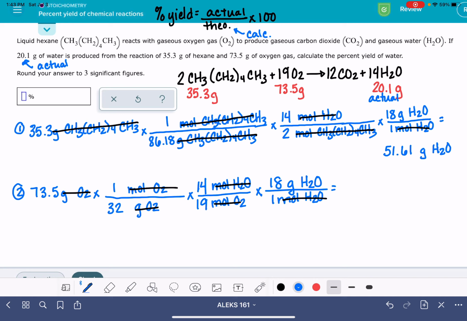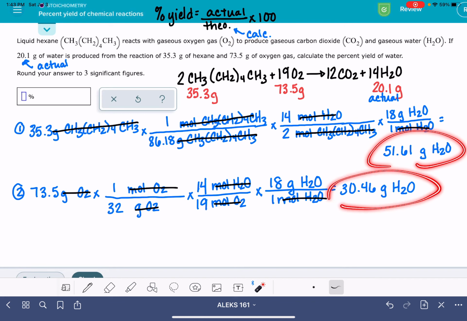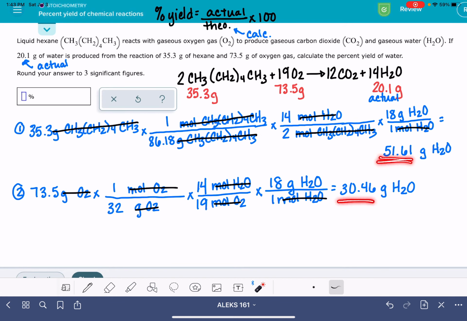73.5 divided by 32 times 14 divided by 19 times 18, this gives me 30.46 grams of H2O. So what we've done here is calculated 2 masses of H2O. We've calculated 2 theoretical masses of H2O. And of course, they both can't be correct because they're not the same number. One of them is correct and one of them is a lie.